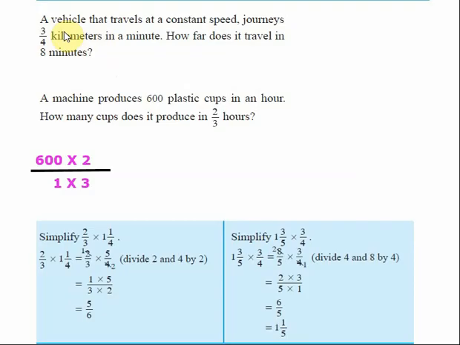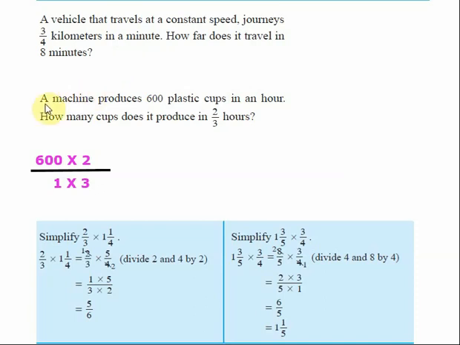12 divided by 4. Answer will be 3 kilometers. Right? Correct? See again, this multiplied by 8. No, multiplied by 8 means 1/8. So 8 into 3 is not 12, it is 24. 24 divided by 4 is 6. In 8 minutes, the vehicle will travel 6 kilometers.